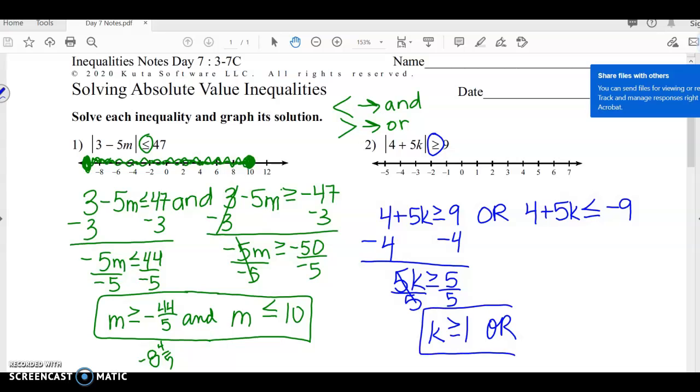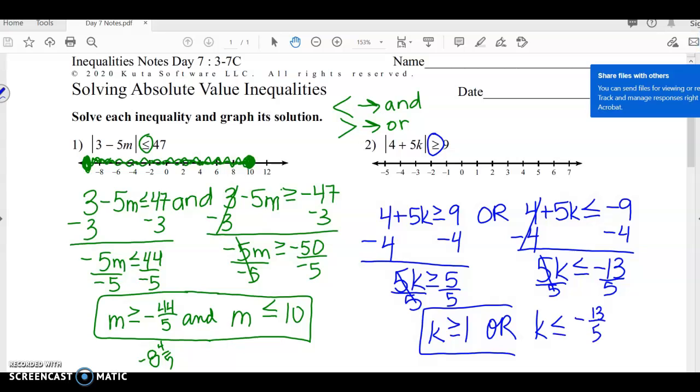Or, to get rid of a 4, again, we subtract 4. So we're at 5k is less than or equal to negative 13. Negative 13 divided by 5 gives us k is less than or equal to, can't reduce that, so negative 13 over 5. So easy one first. We've got a solid dot at 1 going to the right. And it's going to go to the right forever because it's an or, all the way up to infinity.